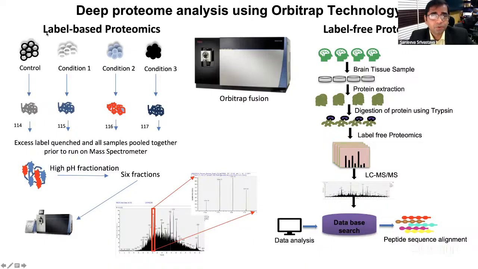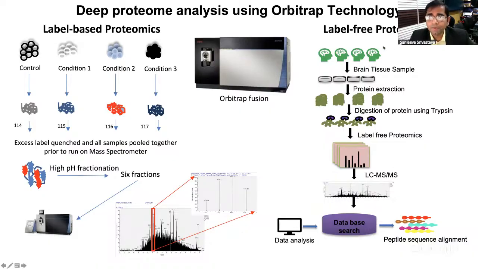Even within DDA, one could go with the label-based approach or label-free approach. Label-based approach means you have, let's say, multiple conditions to compare, and you can label them with different types of isobaric labels. For example, tandem mass tag, TMT, or isobaric tagging for relative and absolute quantification, iTRAQ. You can use these reporter ions and label with those sets of multiplex isobaric tags of TMT or iTRAQ. And then you can pool them together and you can do the high pH fractionation. And then each of those fractions you can run separately. So that's one way of doing quantitative proteomics.